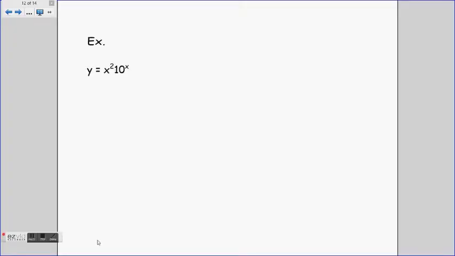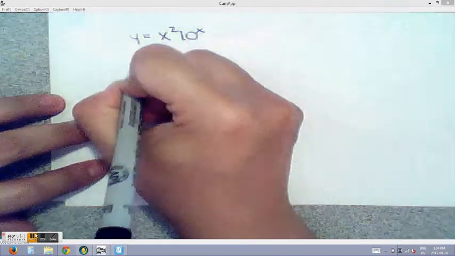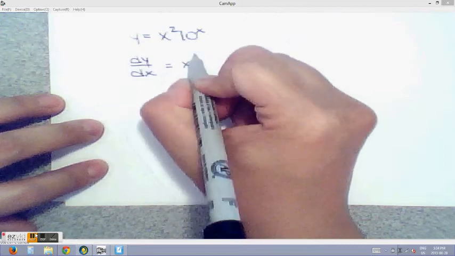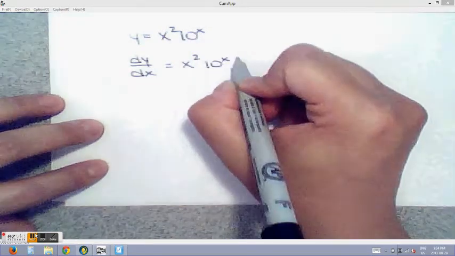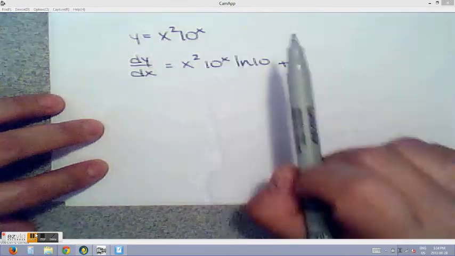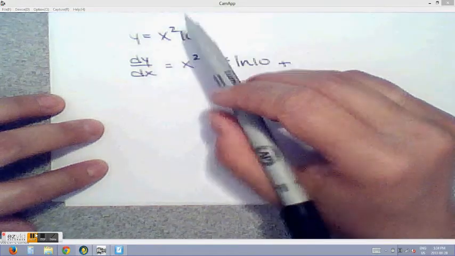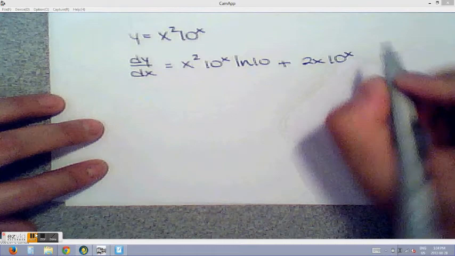Let's go through this example. y is equal to x squared times 10 to the x. So again, I'm going to use the product rule. In deriving this one, it's dy by dx: the first times the derivative of the second, so it's 10 to the x ln of 10, plus the derivative of the first, so 2x, times the second.